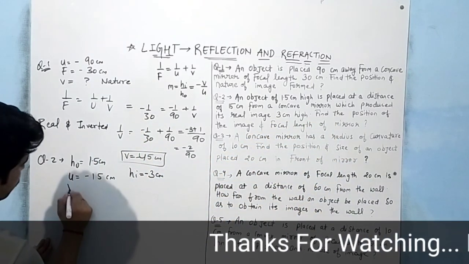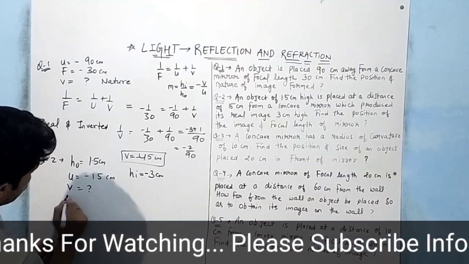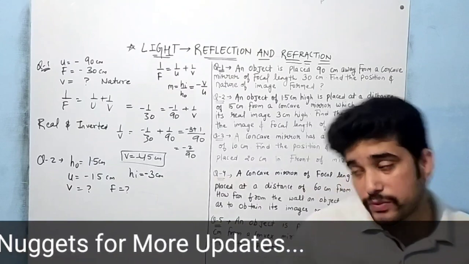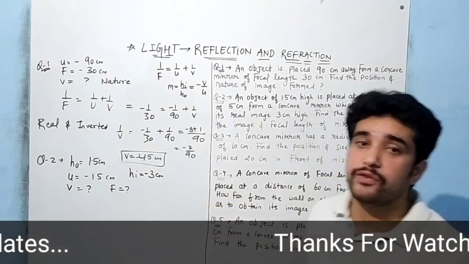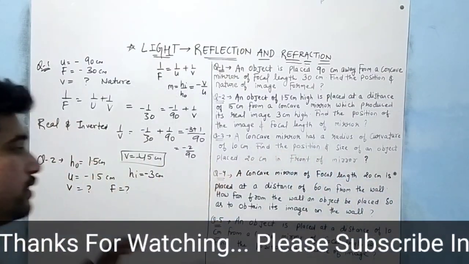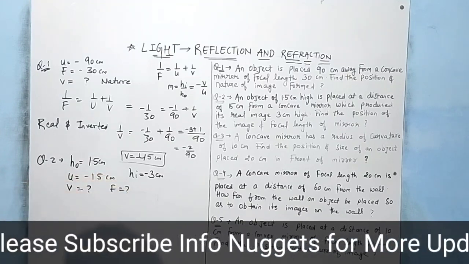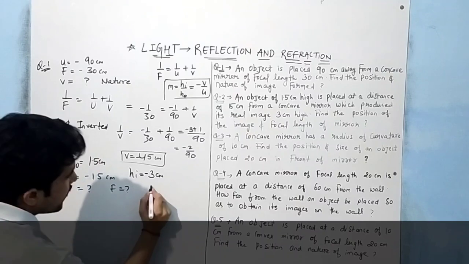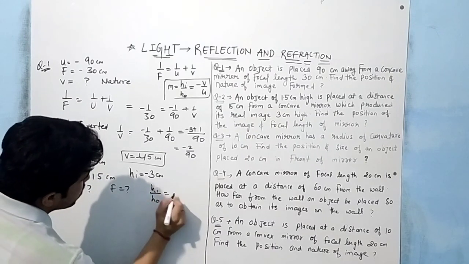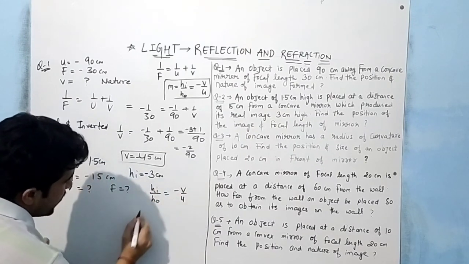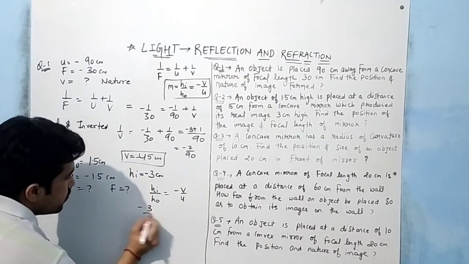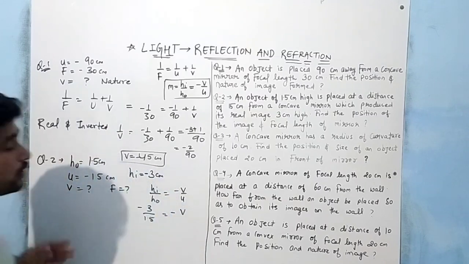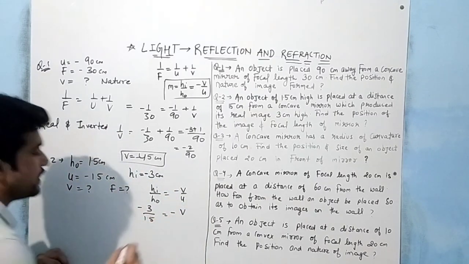So you have to find v and also you have to find f. I have already told you the things which you have to calculate; you do not have any authority to put the sign over there. So first of all, you have to find the value of v. You can use this formula: hi over ho is equal to minus v over u. hi is minus 3 over ho, which is 1.5, equals minus v over u. As you do not know v, you cannot put the sign of v over there.